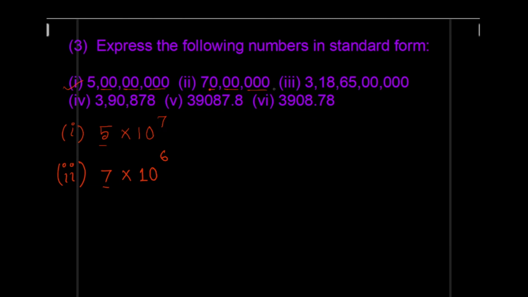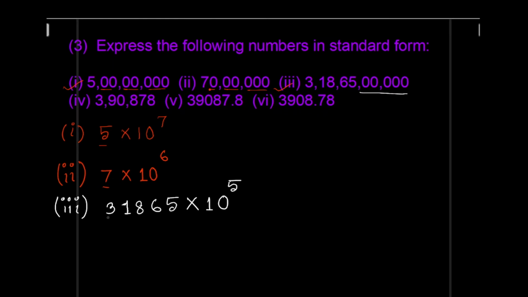Now come to question number 3. Question number 3 is very interesting. In question number 3, the number given is 31865, after that 5 zeros are there. So can we write it like that, 31865 into 10 to the power 5? Can we write like that? Yes, because here there are 5 zeros.